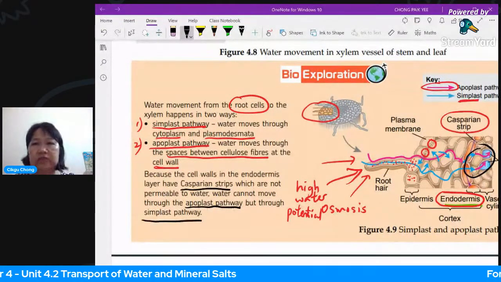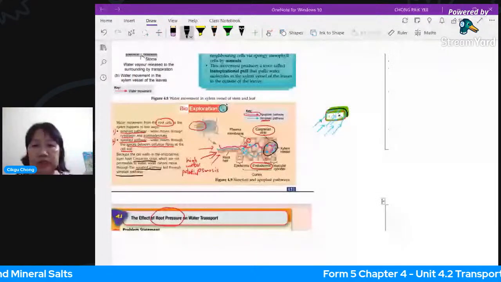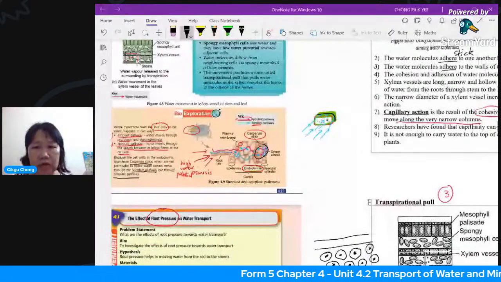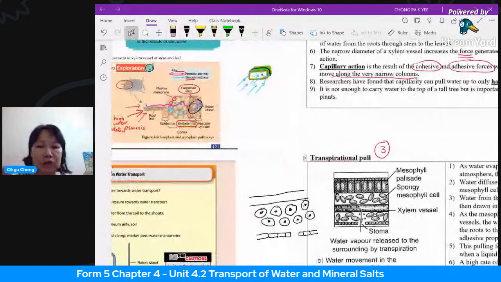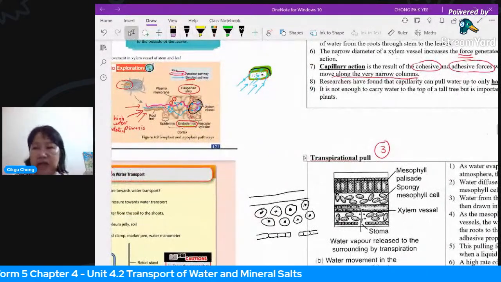Okay, so now we go to the third force, which is called transpirational pull, which is the strongest one that causes water to be sucked up the plant. No matter how tall the plant is, it will still be able to move up.